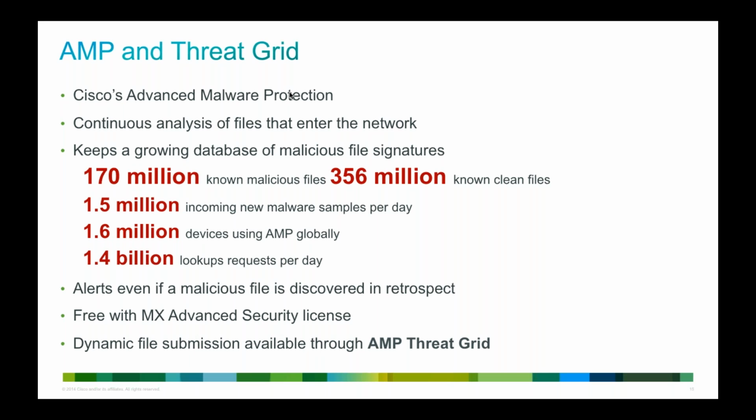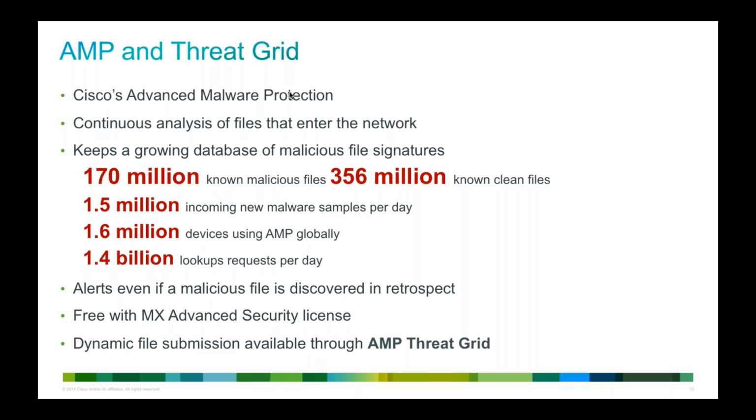Probably the coolest thing about AMP is it doesn't cost anything with Meraki. So if you have a Meraki MX and you have the advanced security license, which the vast majority of K-12 educational institutions already do because it's required for content filtering, you get AMP. The same license that gives you content filtering also gives you AMP at no extra charge. So that's huge. The other thing is ThreatGrid.